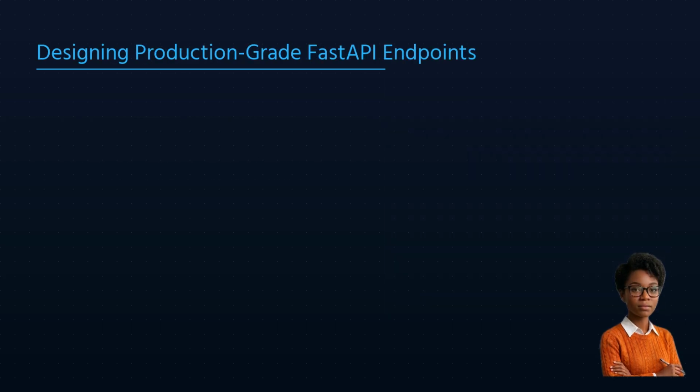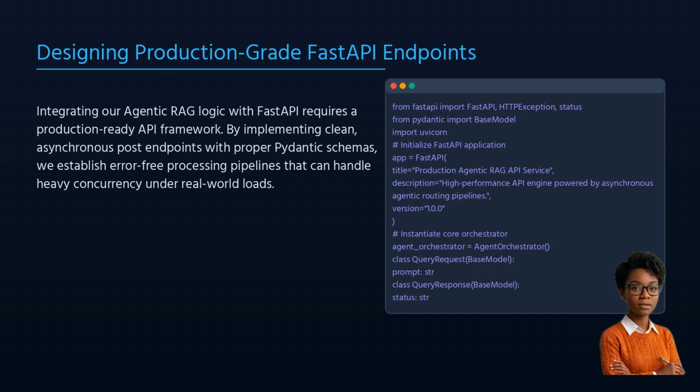Now let's build our API delivery layer. We import FastAPI, set up our lifespan processes, define robust Pydantic structures for both request payloads and response messages, and instantiate our agent orchestrator. We implement a non-blocking asynchronous endpoint, /api/v1/agent/query, that handles runtime exceptions gracefully, avoiding API failures.